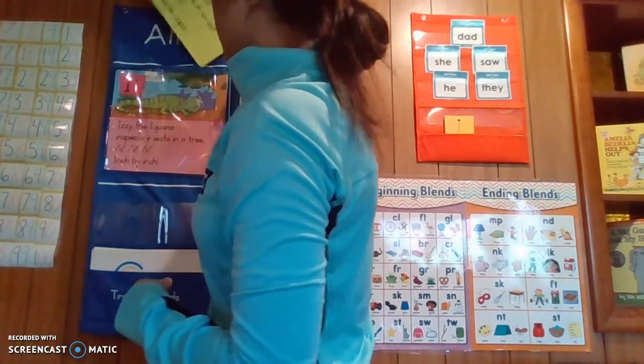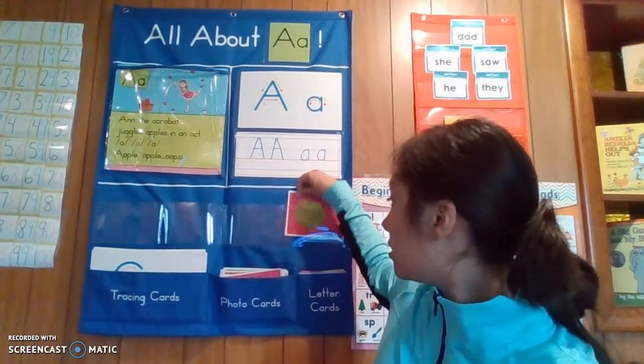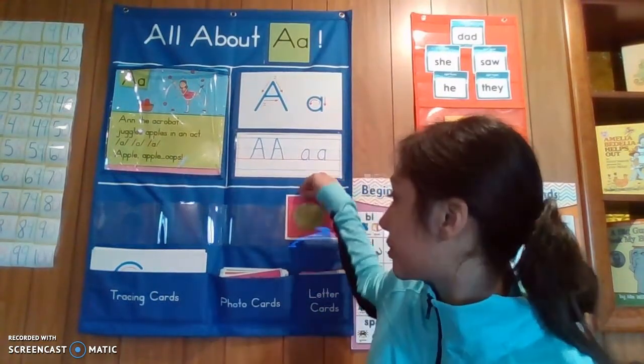So if you were listening, you heard the ah sound. The letter A makes 2 sounds. It makes a short sound, ah, and it makes a long sound, A. We're going to go through both of them.